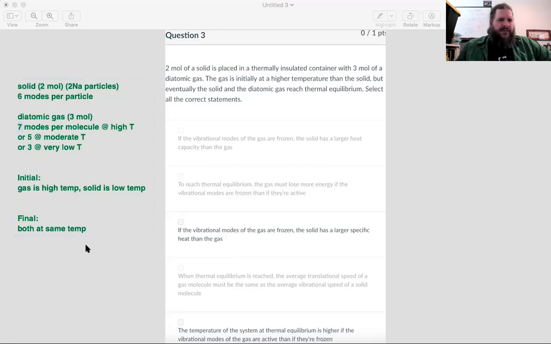But now that we have something about the number of modes, let me also list out, just for consistency, 3 moles means 3 times Avogadro's number of particles. So let's just take a look at these statements one at a time and see if we can judge each one of them for truth or not. First of all, if the vibrational modes of the gas are frozen, and right away that tells us how many modes.